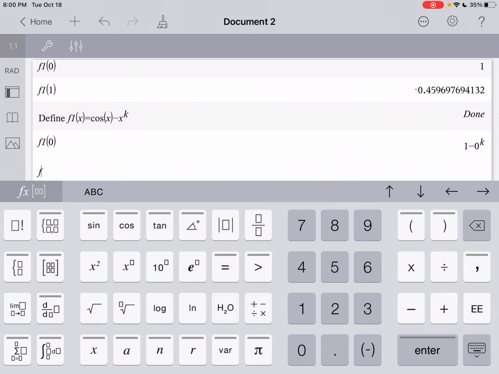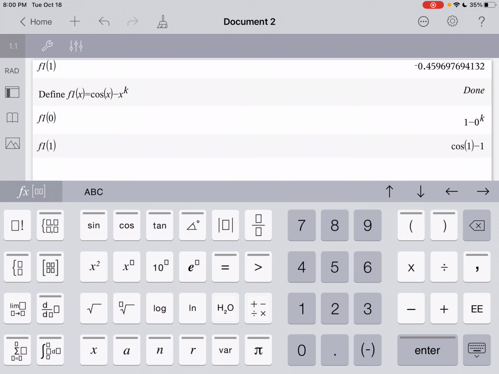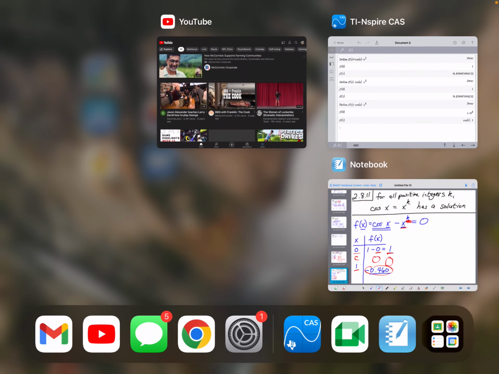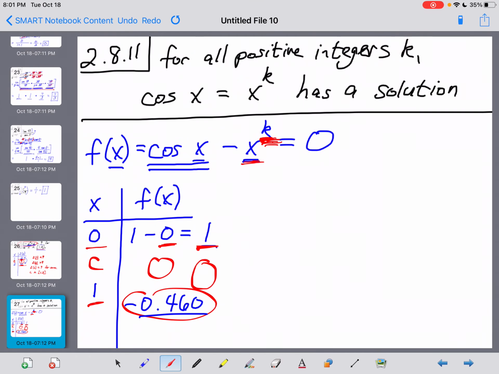And now, if we were to do f1 of 1, I think it's going to tell us something similar right there. Cosine of 1 minus 1. Now that one didn't depend upon the value of k, but that one, let's see, cosine of 1 is going to be less than 1. Therefore, subtracting 1 from that is going to end up giving you the negative result that we were looking for. So, yeah, it doesn't really matter what the value of k is. When you put in a 0, you're always going to get a positive result. And when you put in 1, you're always going to get a negative result. And that's why we know that there's a spot in between 0 and 1 where this equation here is always going to have a solution.